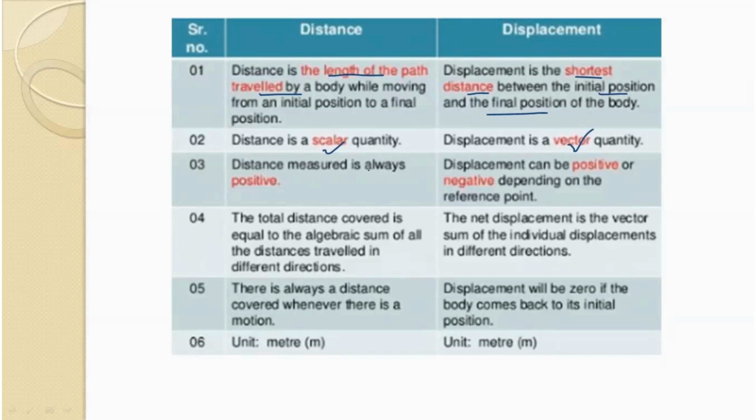Distance is always positive. Yes, it is always positive, but displacement can be positive, negative, or sometimes zero also. So how can it be negative and how can it be zero?